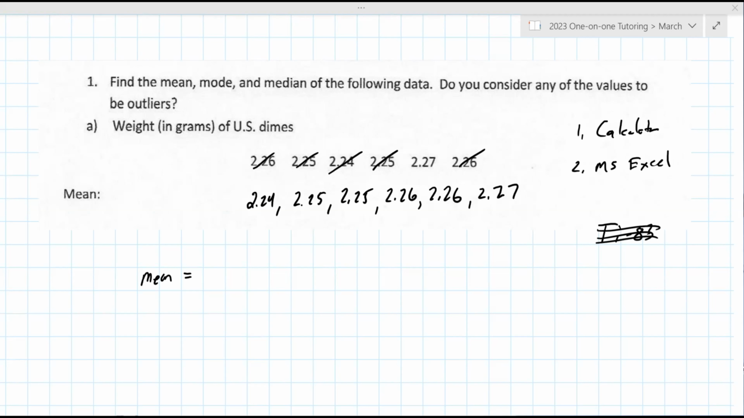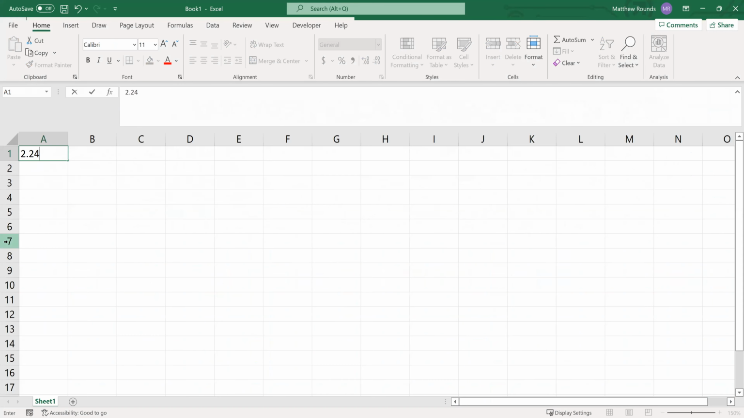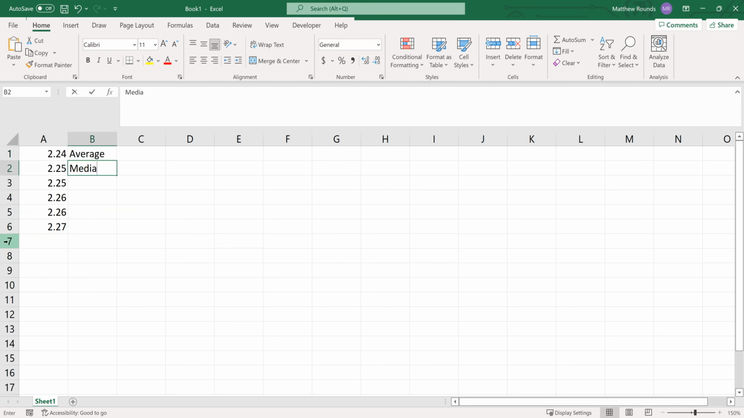Just opening it here, waiting for it to load. All right, let me share that and increase the size here a little bit. So first thing is I'm going to just enter the data in. That's where most of the errors occur. It's just putting the data in correctly. So now on the right here, I'm going to write the word average or mean, median. And this is really the power of Excel. We'll be able to replicate this for multiple problems.